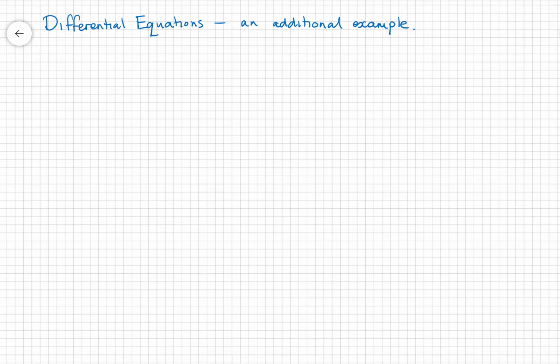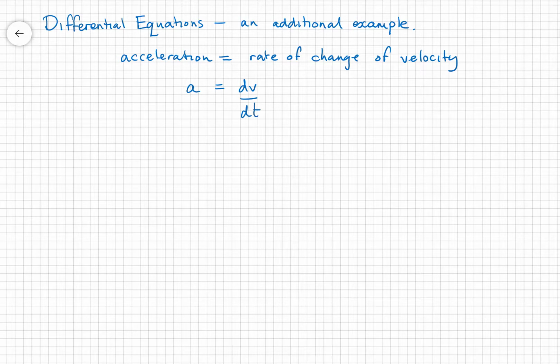One rate of change that you may not realize that you know a little bit about is acceleration. So acceleration is the rate of change of velocity. That's a rather long-winded way of writing that a is equal to dv by dt.